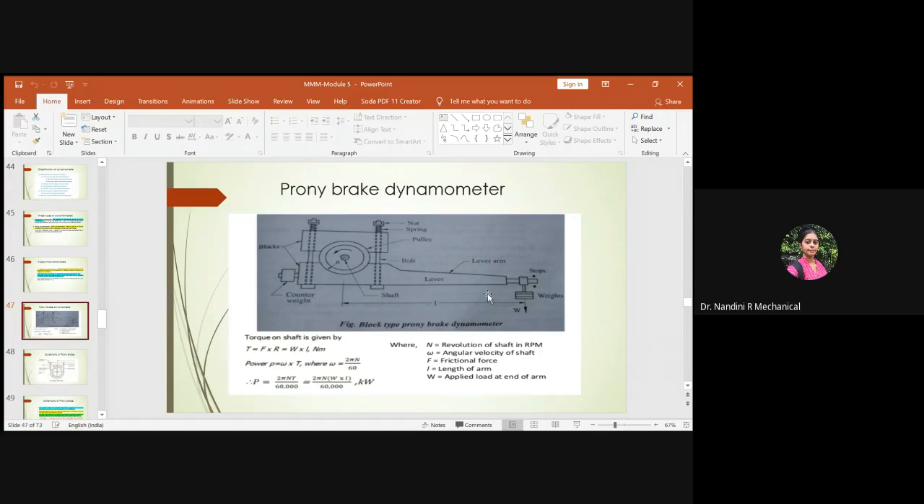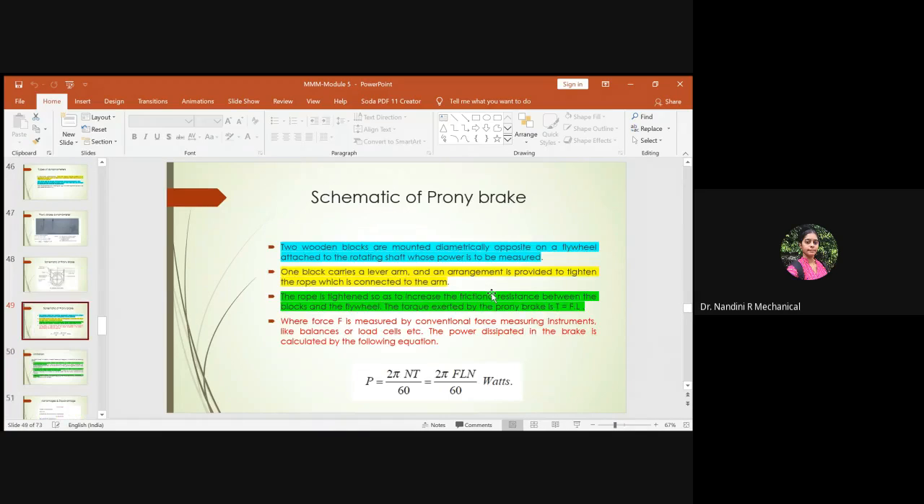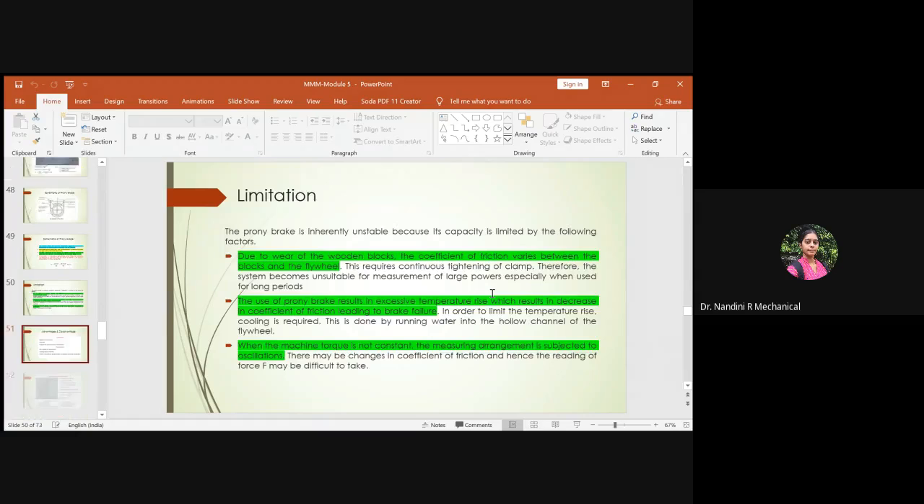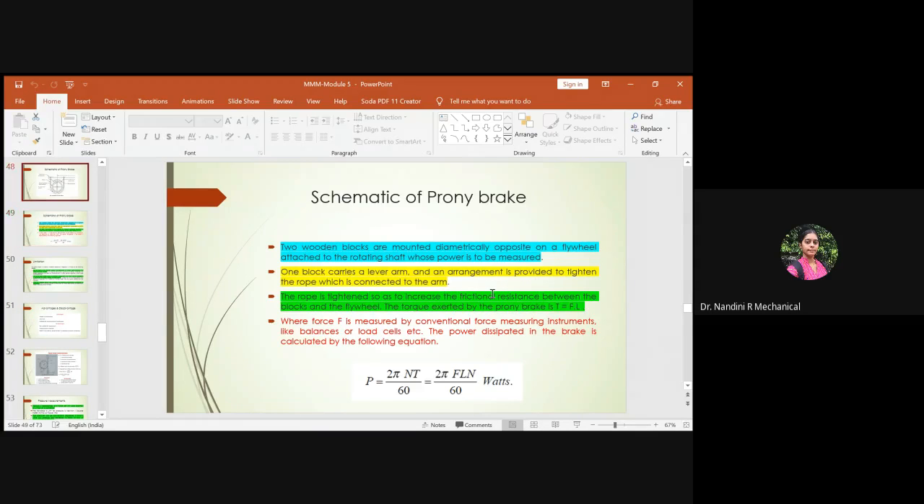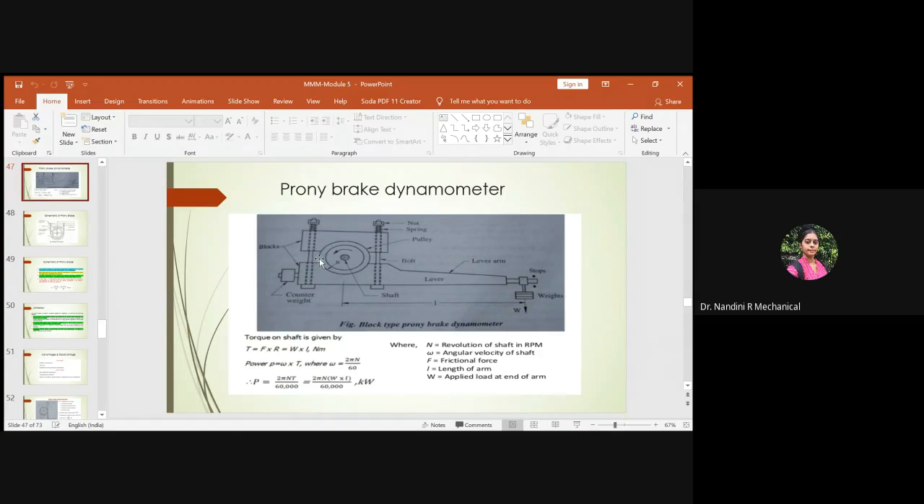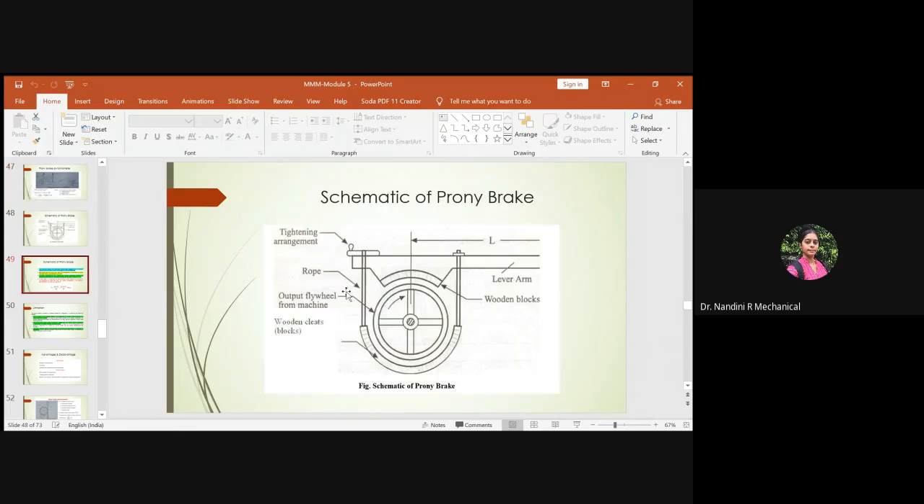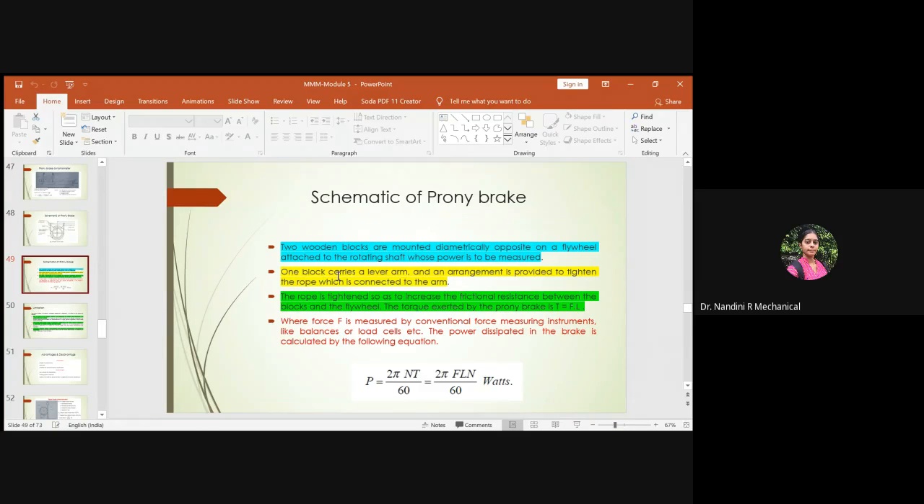So this is how the block diagram of a Prony brake dynamometer looks. A Prony brake dynamometer consists of two wooden blocks, mounted diametrically opposite on a flywheel. So the Prony brake dynamometer consists of a flywheel and two wooden blocks. The flywheel is housed between the two wooden blocks. One of these blocks carries a lever arm.